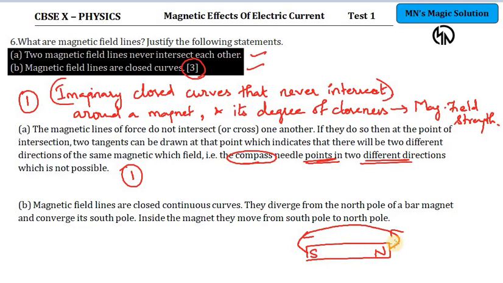So you have to explain from the north towards the south outside and from south towards north inside the magnet. Therefore they are said to be closed curves. That is what you should explain. For this part it is 1 mark. Whether you draw a diagram and explain, or explain without a diagram, it is fine. For the second subdivision it is 1 mark. So totally 3 marks for this question.